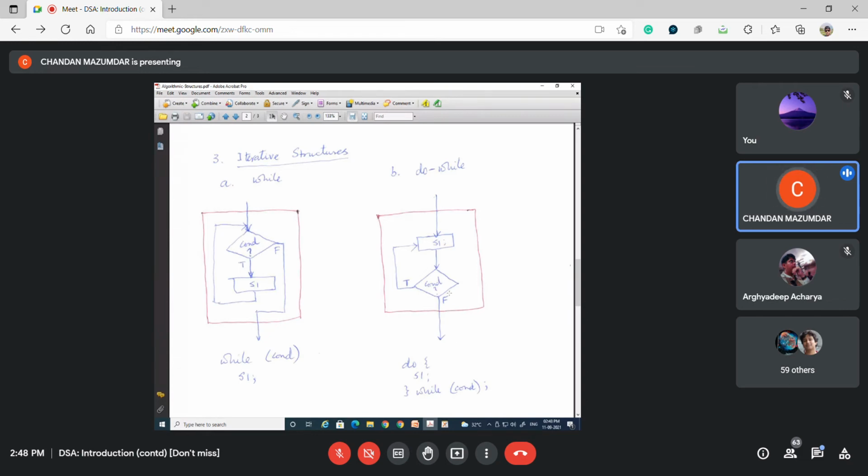Okay. So what is the other difference between these two? Anybody?